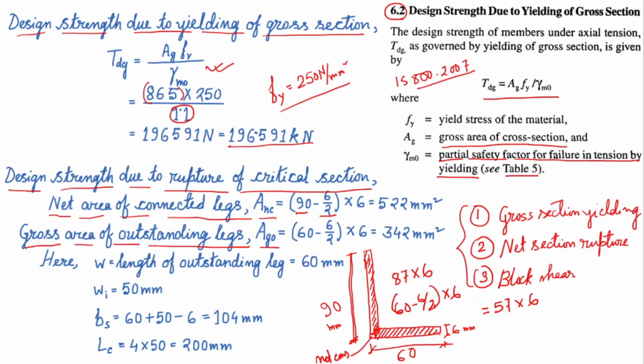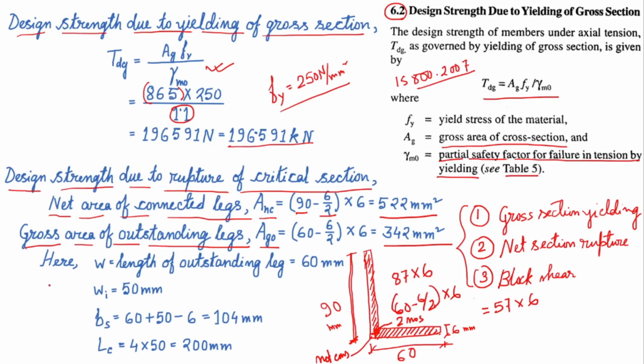Okay, so as I have considered the top portion 2 numbers, so it will balance. One portion is overlapped, that is considered in 2 cases, and one portion is not considered in both of the cases, and the considered and overlap portion both have the same area, so it will be balanced. Okay, so net area of connected leg is 522 mm square. Similarly, gross area of connected legs will be 342 mm square.